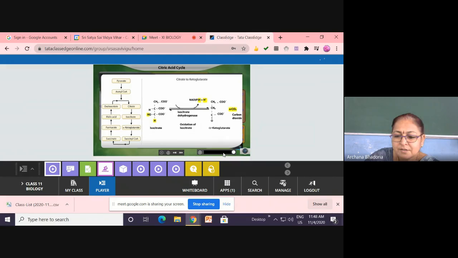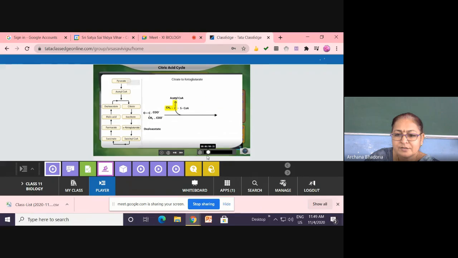It's not getting paused, children. Wait, let me see. This is the first reaction. Oxaloacetate combining with a 4-carbon compound, oxaloacetate, to form the 6-carbon compound, citrate. So those who want to write, they can write down. The pause will be done like this only, children. So I'm holding, you write down. This is the first step.